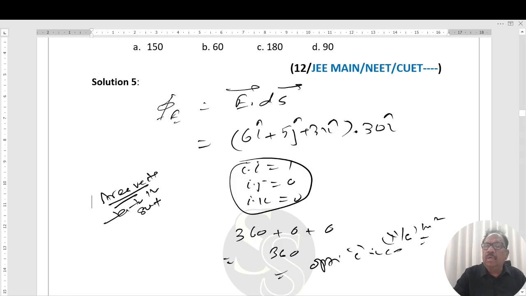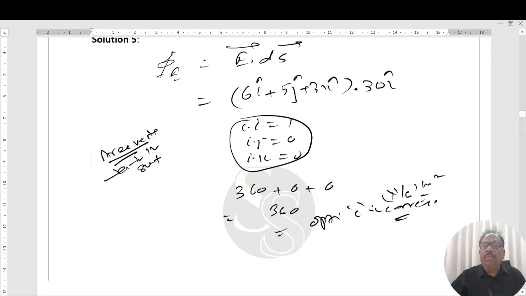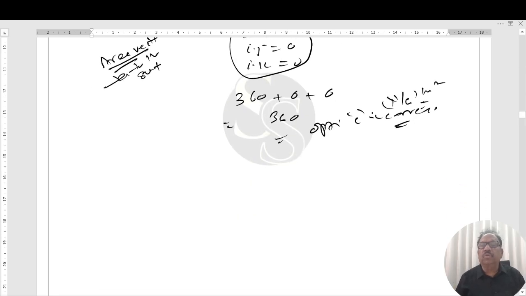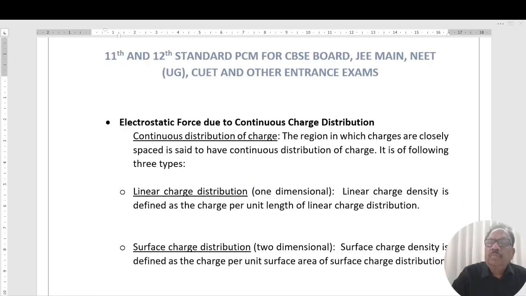Now I am going to discuss the application of Gauss's theorem. Before discussing this, electrostatic force due to continuous charge distribution. What is a continuous distribution of charge?